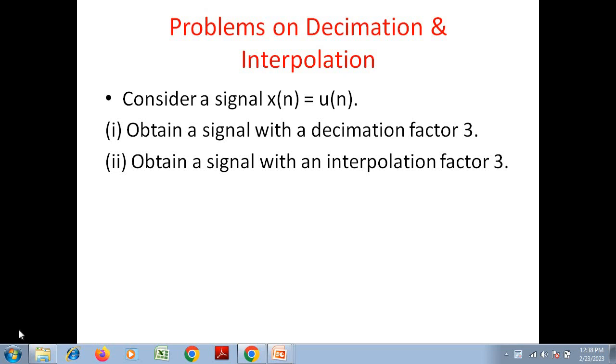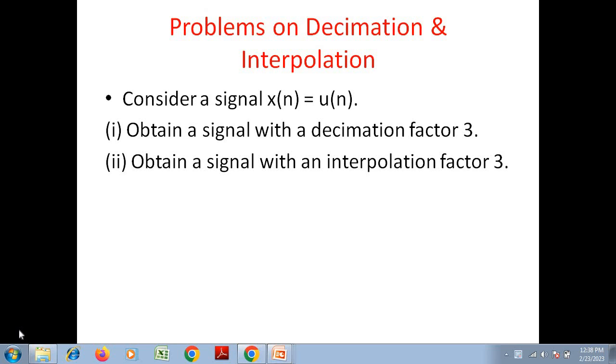Now we'll consider a problem on decimation and interpolation, what we have learned in the last part of your theory class, decimation theory and interpolation theory. So consider signal x of n, which is nothing but u of n. Obtain a signal with a decimation factor of 3. This is one part of a question. And obtain a signal with the interpolation factor of 3.